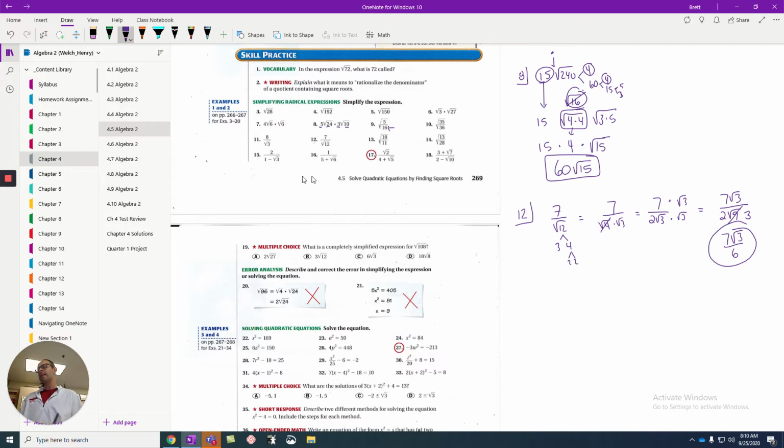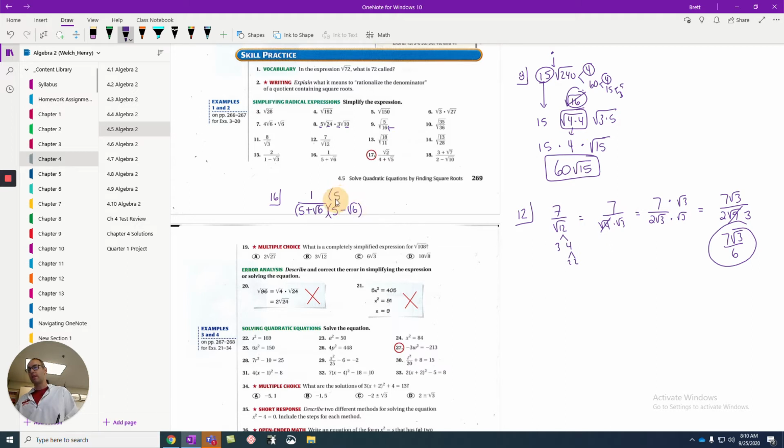Let's look at one of these that needs a little bit of work. Let's look at 16. It's a little bit more challenging because there's some addition and subtraction in the denominator. So I've got 1 over 5 plus root 6. This is that set where we talked about using the conjugate, its special partner. If I have 5 plus root 6, I need 5 minus root 6.